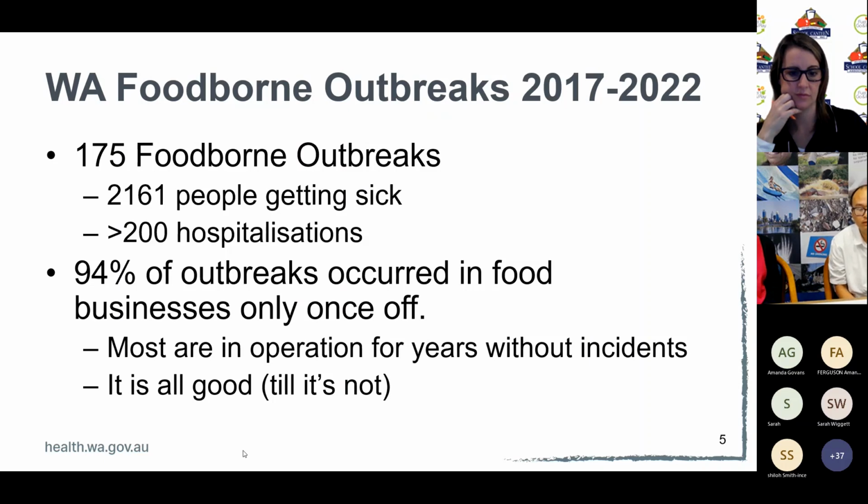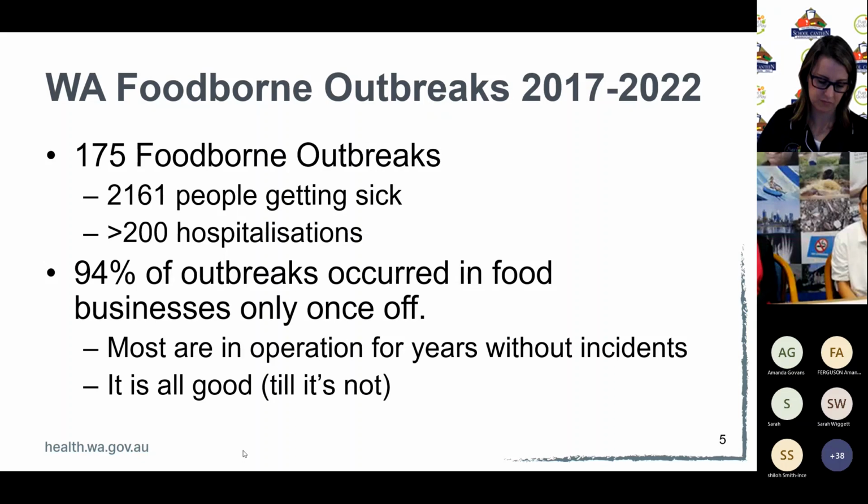One common trend we have seen across the years with foodborne outbreaks is that many food businesses get caught out, and it only happens once, right? They can be in operation for many years without incident, then suddenly they get an outbreak. This shows that just because everything is ticking along fine, it doesn't mean that it will never happen. It doesn't take much for an outbreak to occur.